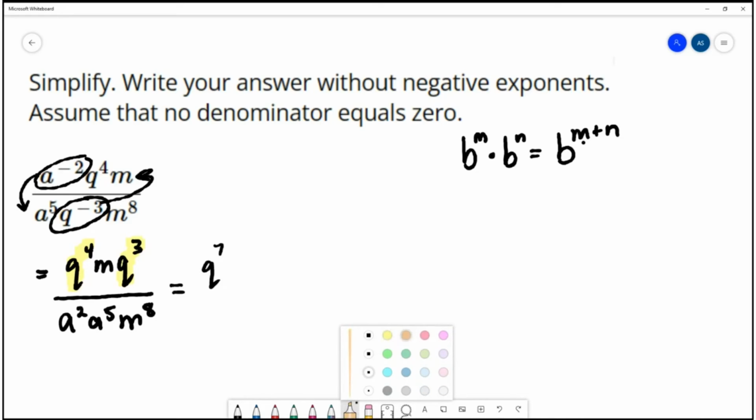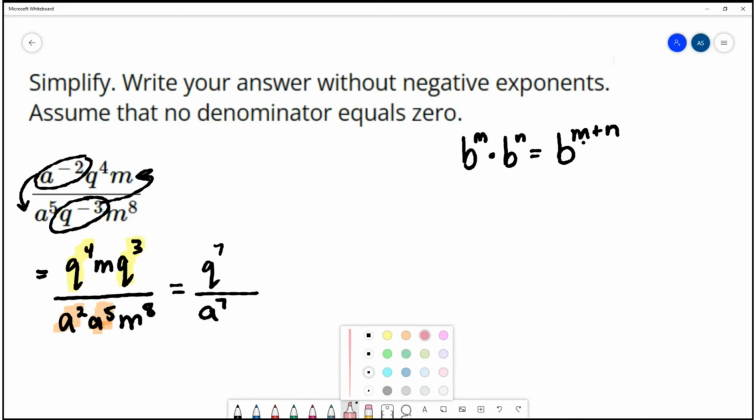I also have a squared and a to the 5th that are both in the denominator, so those are multiplied together, and we can use the product rule on those two. A squared times a to the 5th, we add those exponents to get a to the 7th.